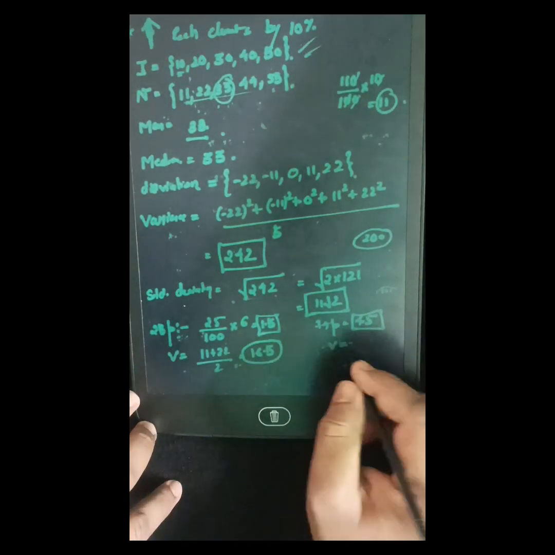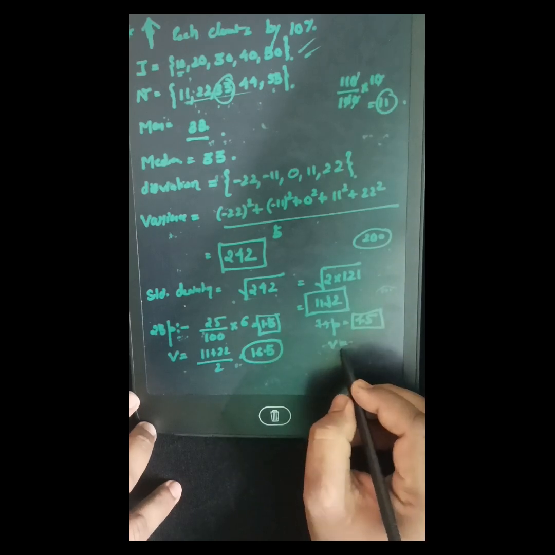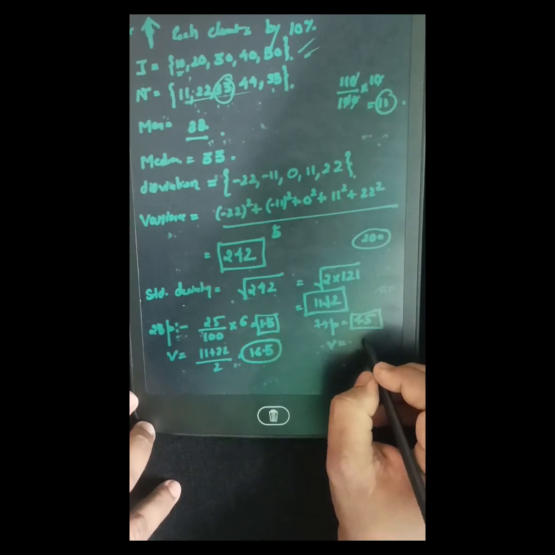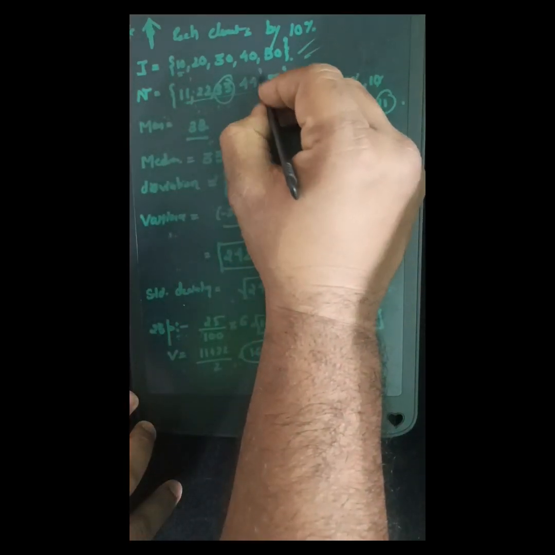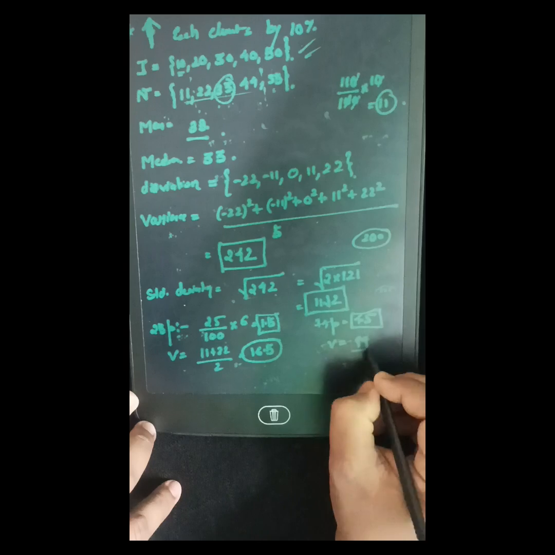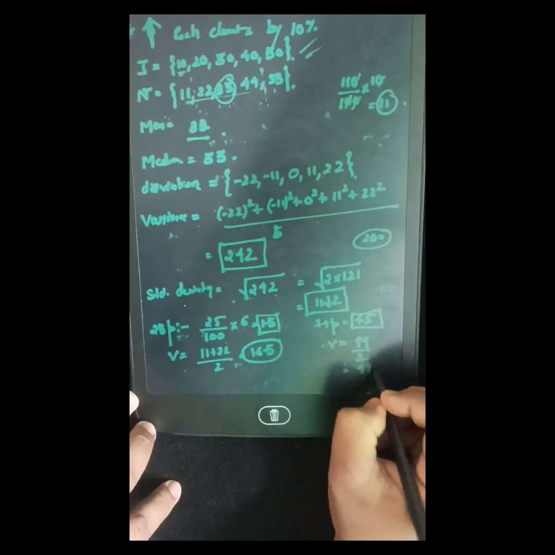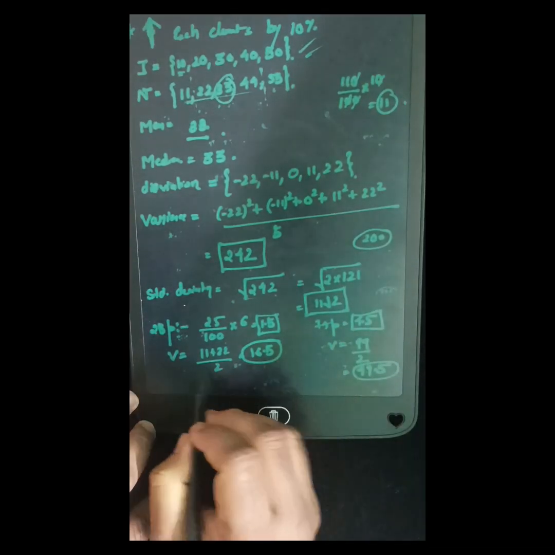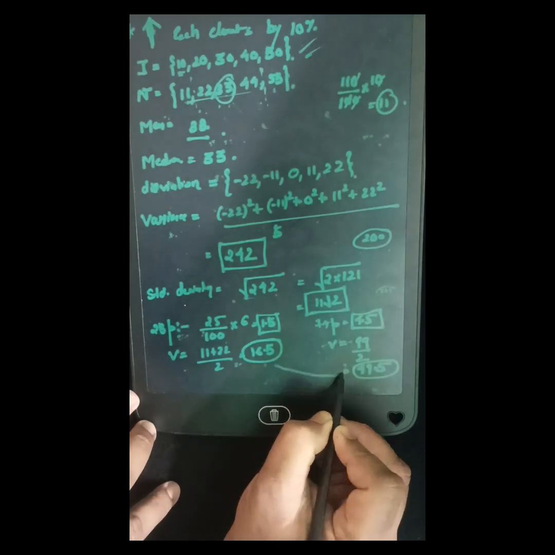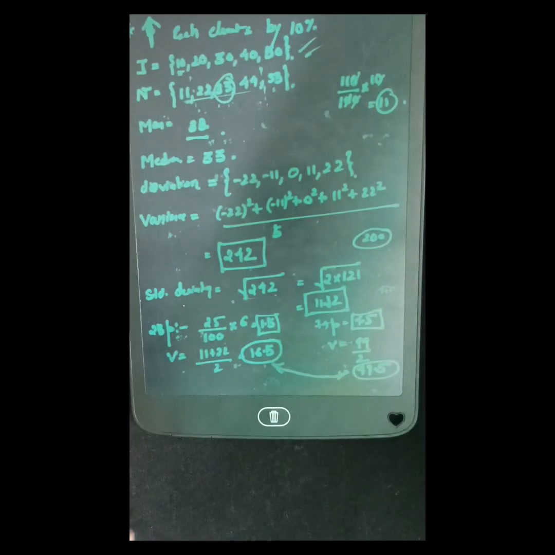Fine. And next up we have the value for the 75th percentile. What will be the range? It will be, say here, 44 plus 55 is 99 by 2, which comes out to be 49.5. So we have the 25th percentile value as 16.5 and 49.5 as the 75th percentile value.